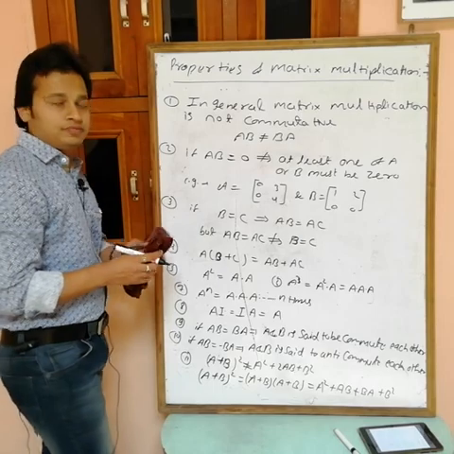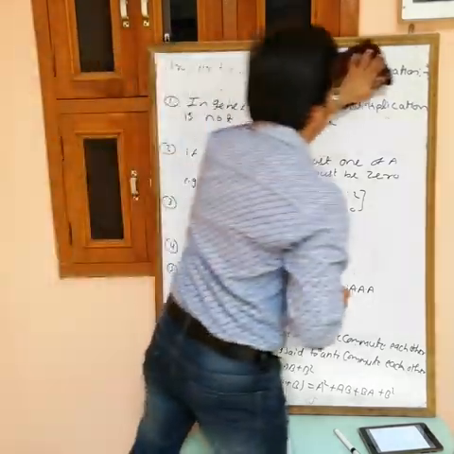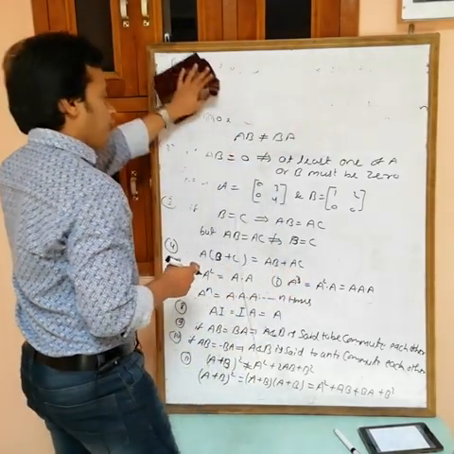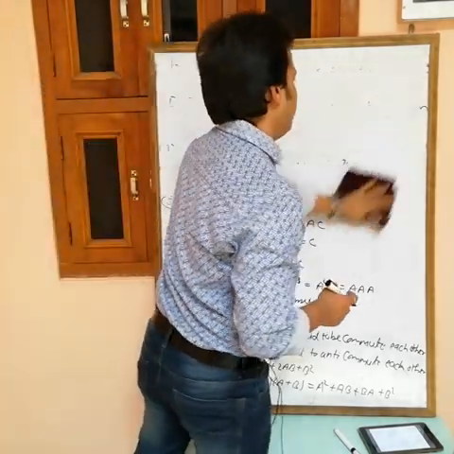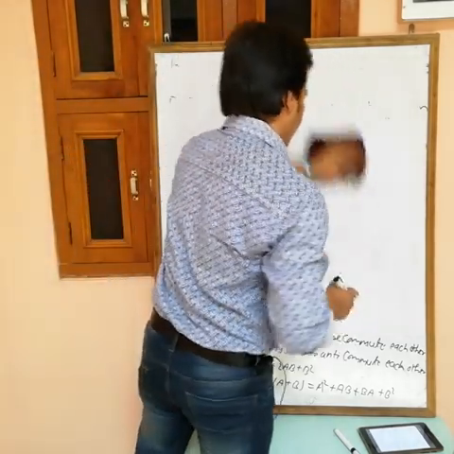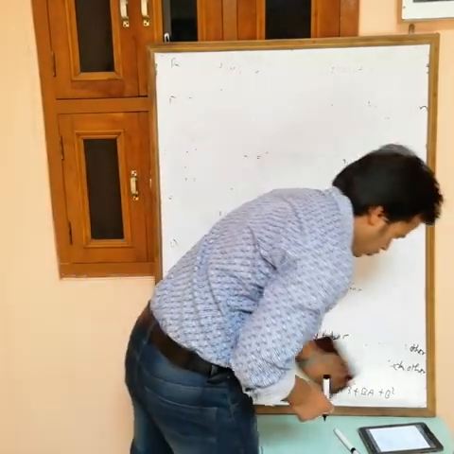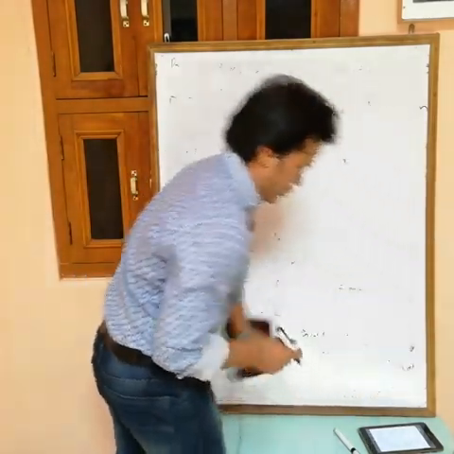So remember, if AB equals the null matrix, it is not necessary that at least A or B is a null matrix. Okay na? It is not necessary. After this one, next what do we have?